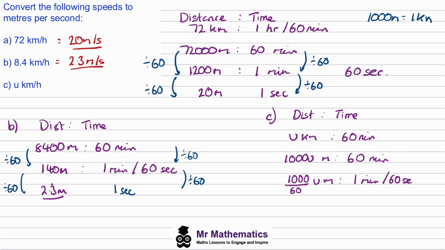And then if we divide it by 60 again, we'll get 1 second. This will be 1,000U over 3,600, because 60 multiplied by itself will give us 3,600. Now we can simplify this fraction. We'll divide both by 10, and again, and then 10 over 36 can be simplified as 5 over 18 U meters per second. Okay? How did you get on with that? In the next question, we're going to look at converting from meters per second into kilometers per hour.